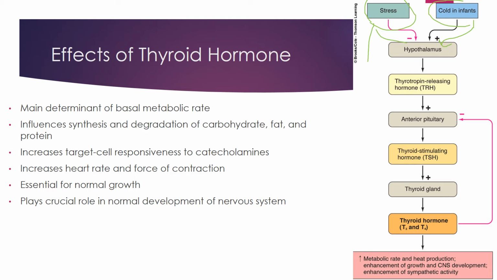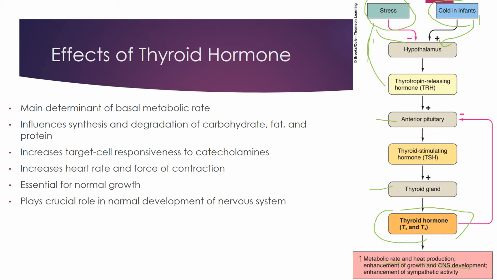With stress, the thyrotropin releasing hormone from the hypothalamus is going to influence the anterior pituitary and then the thyroid gland, where this will no longer secrete thyroid hormone. So with stress, we actually have a decrease in metabolic rate and heat production, and then a decrease in growth and development of the central nervous system.